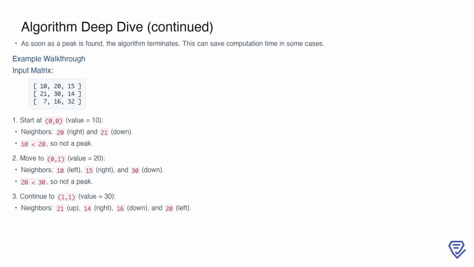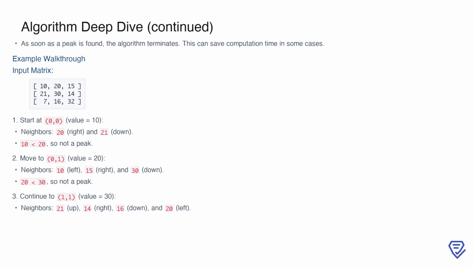Consider the matrix 10, 20, 15, 21, 30, 14, 7, 16, 32. Starting at the top left corner, the value at 0, 0 is 10, and its neighbors are 20 and 21. Since 10 is less than 20, it's not a peak. Moving to 0, 1, the value is 20, and its neighbors are 10, 15, and 30. Again, 20 is less than 30, so it's not a peak.